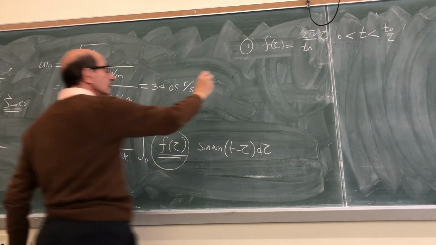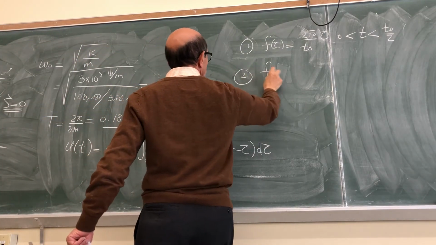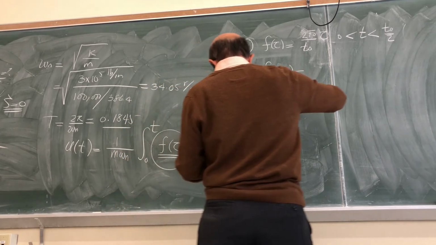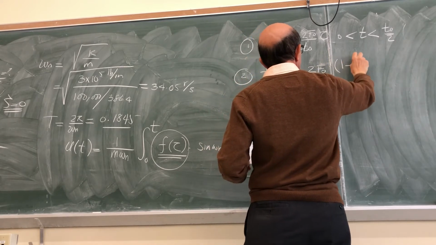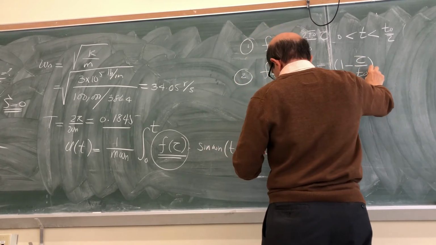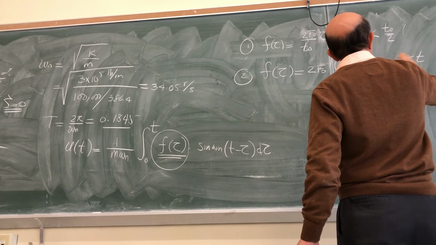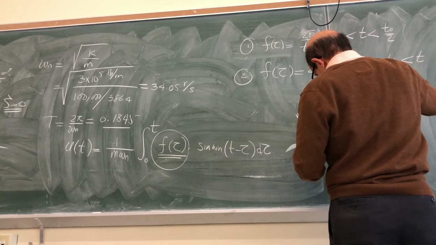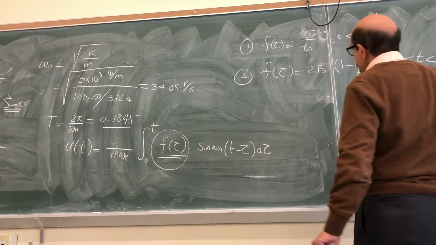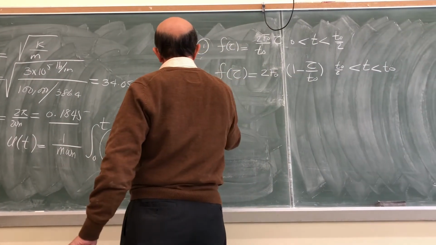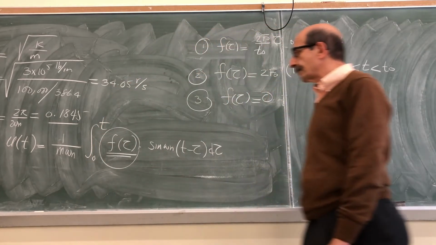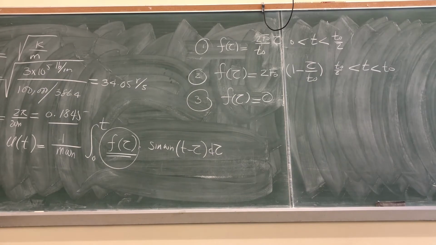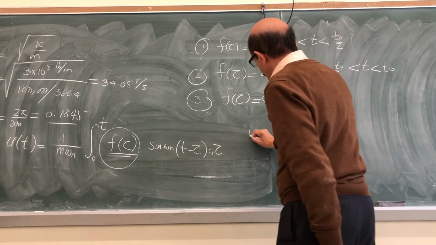For case 2, f of tau is 2f0 times 1 minus tau over t0. This is when t is greater than t0 over 2 and less than t naught. And for the third case, obviously, f of tau is 0. So let's start with case 1.